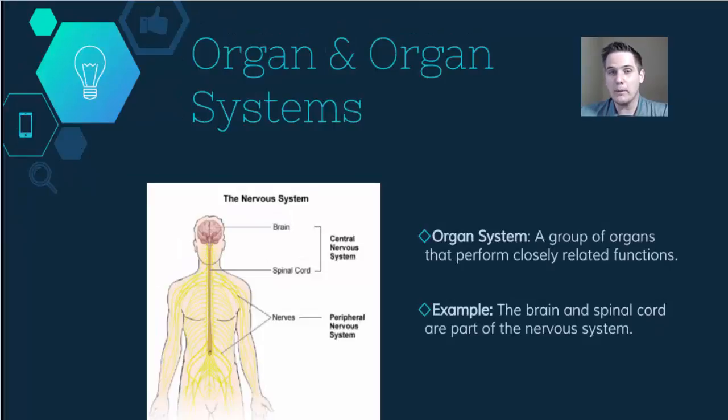That's an organ. Now, an organ system is when you have a variety of organs all working together to perform ever more complicated tasks. For example, the brain and the spinal cord are two different organs, but they work very closely together. In fact, they're fairly inseparable. If one goes down, the other one's going to be affected to form an organ system.